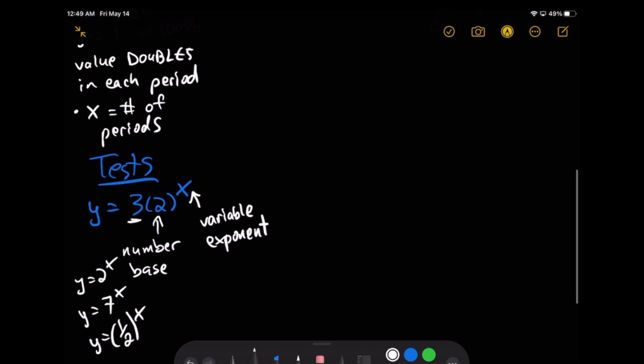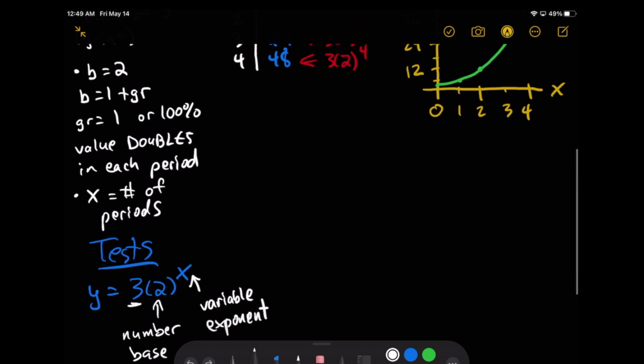So how do I know something is an exponential function? There's some number as the base and some variable, and in our case it's going to be x, or sometimes like t for time, but some variable as our exponent. So that's our first test.